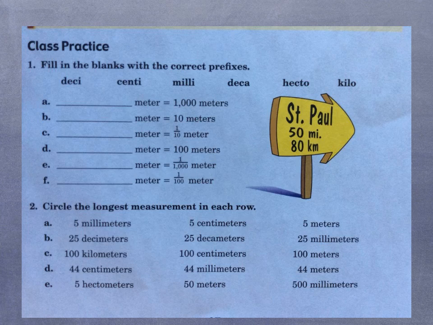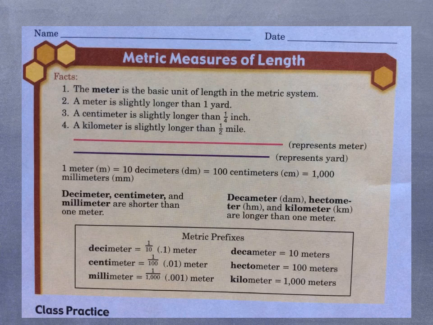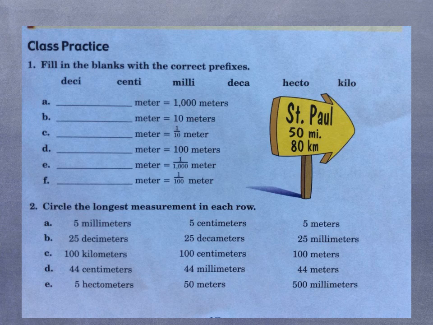And here we go, starting in class practice number 1. It says, fill in the blanks with the correct prefixes. So blank meter is 1,000 meters. And as we look back, 1,000 meters would be a kilometer. A kilometer. We use that one right there.